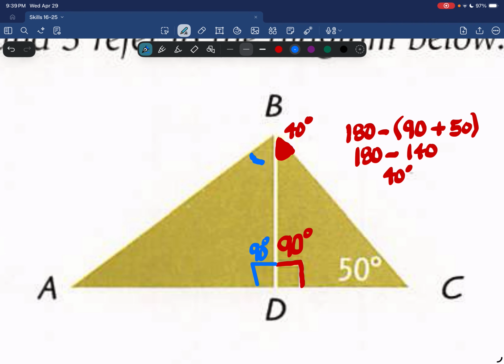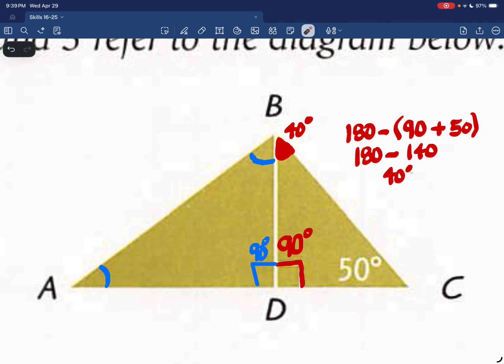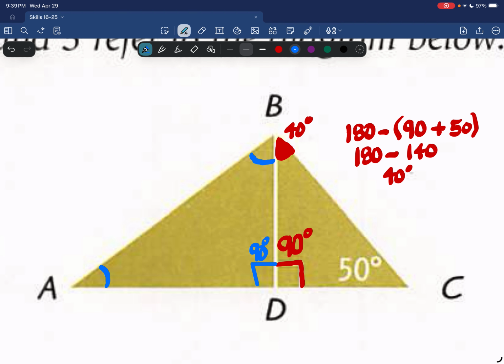I don't know this one, and I don't know this one. But the others I can figure out. This one's tricky right here because we know part of it. We just don't know all of it.